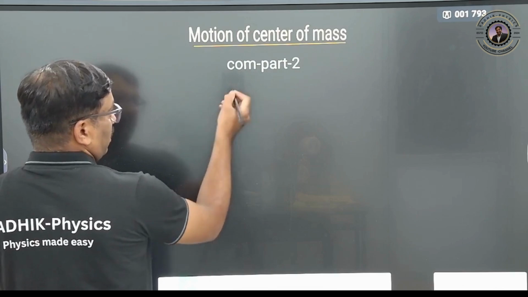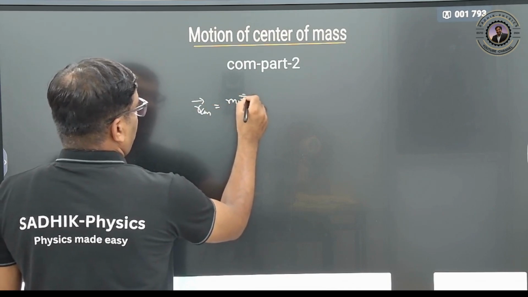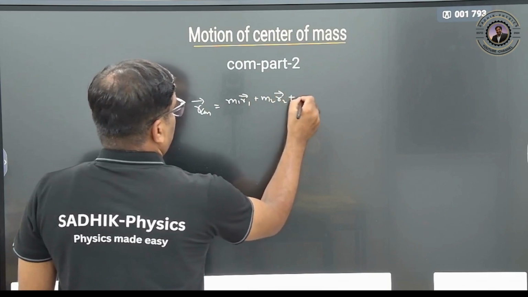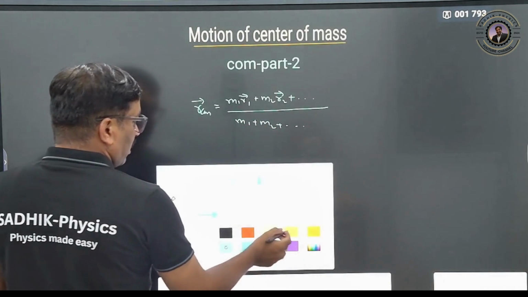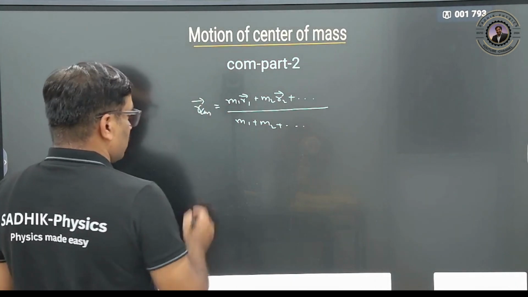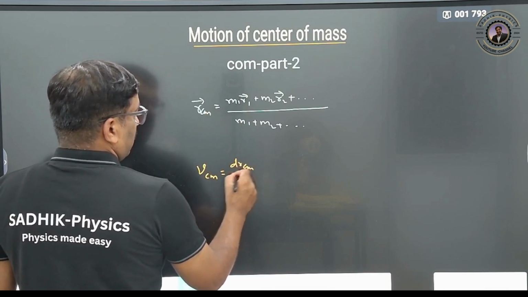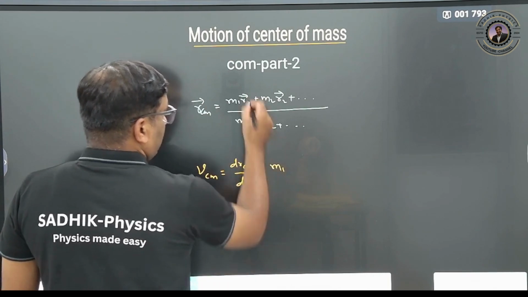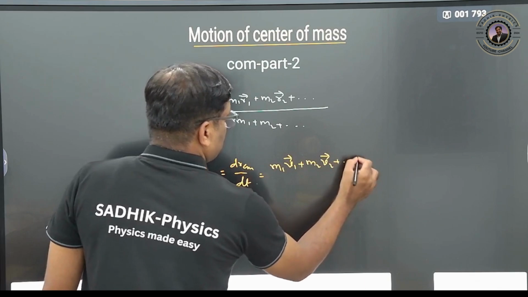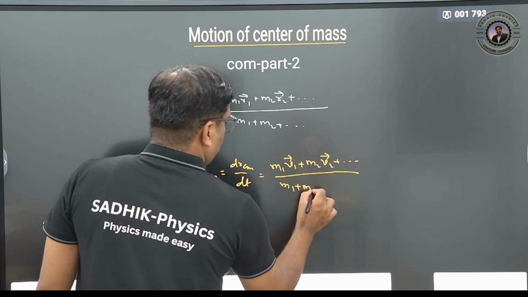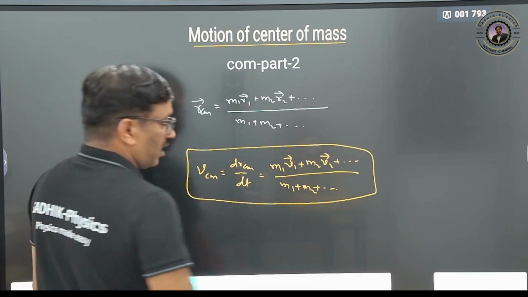In part 1 we discussed that the center of mass can be calculated as (m1 r1 vector plus m2 r2 vector, and so on) divided by the total mass of the particles. If you want to calculate the velocity of the center of mass, differentiate this. So velocity of the center of mass, d r_cm by dt, is (m1 v1 plus m2 v2 plus so on) divided by (m1 plus m2). Here you need to add vectorially. In this way you can calculate the velocity of the center of mass.